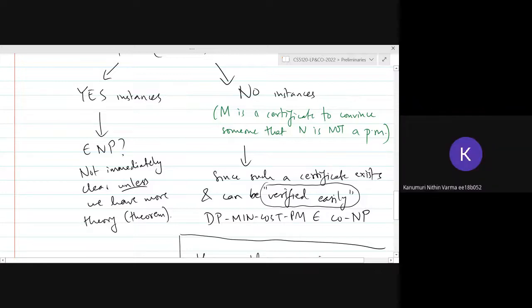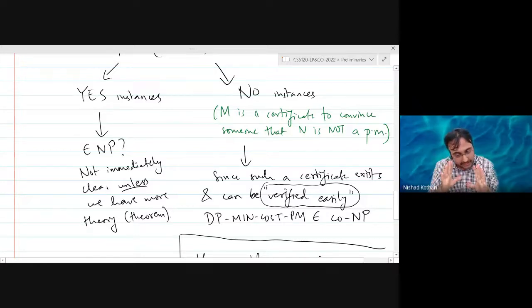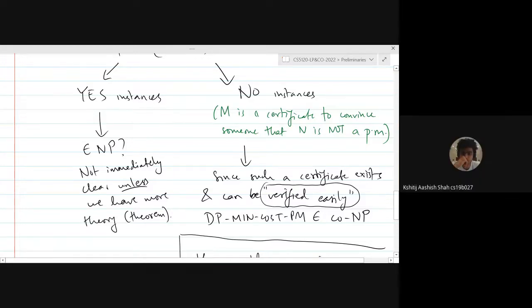Right. Okay. So we are not talking about the algorithmic problem of finding a minimum cost perfect matching or finding a certificate that shows that a perfect matching is not of minimum cost. Right? We are just talking about whether certificates exist or not. We will talk about algorithms later in this course. But NP and co-NP are not about algorithms. They are about existence of certificates. And that is actually a very common misconception.